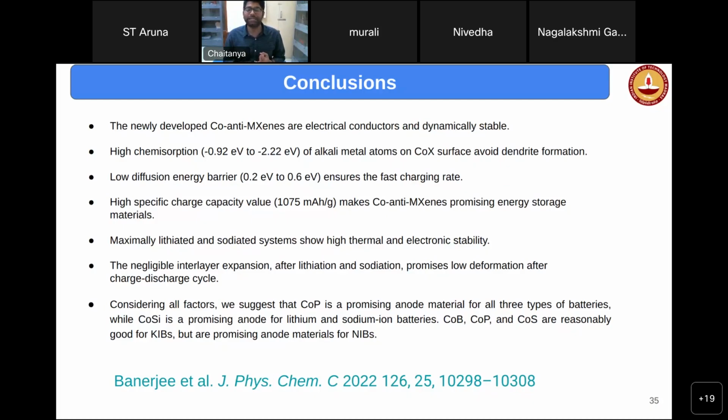Next, you need to calculate its adsorption energy. If the adsorption energy is reasonable, you are confident that it will not form dendrites. And then you need to calculate the diffusion energy barrier. If the diffusion energy barrier is lower, that means it can easily move on the surface. And how do you calculate the diffusion energy barrier? You will use what is known as the climbing image nudged elastic band.